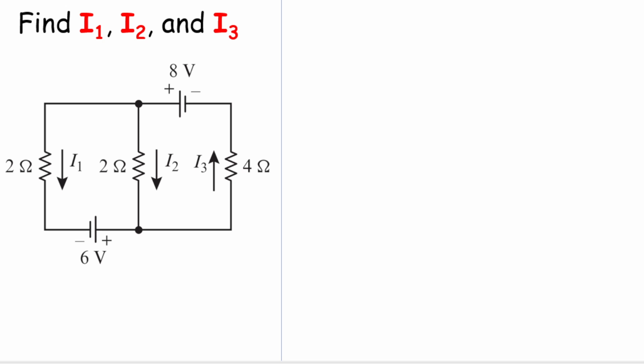Hello, in this video, I will explain how to find I1, I2, and I3 using the Kirchhoff laws, the Kirchhoff current law and the Kirchhoff voltage law. Here we have I1, I2, and I3 that we are looking for. There are two laws that we need to use. The first one is the Kirchhoff current law, or the junction rule.